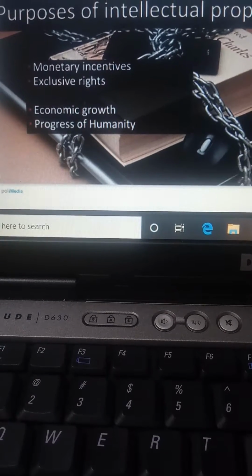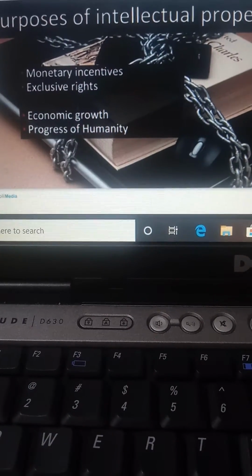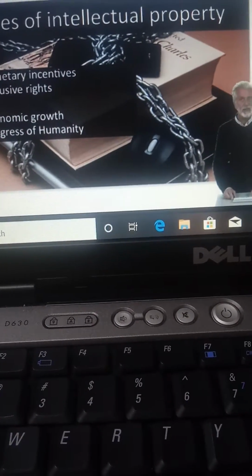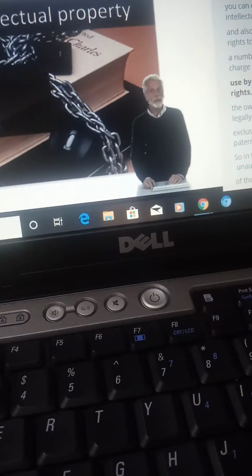Exclusive rights. The owners of intellectual property can reclaim legally the exclusive use of a creation, such as brands, logos, patents, so they are protected against unauthorized use of them.